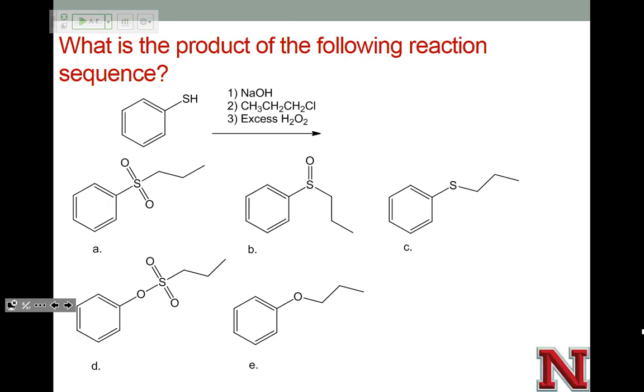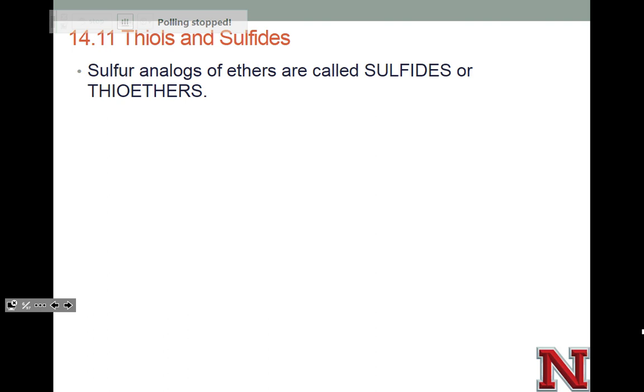So the next reaction we're going to talk about is oxidation of the sulfur. And this is a little bit more applicable to what we've been doing. So a couple of reactions of our sulfur analogs.